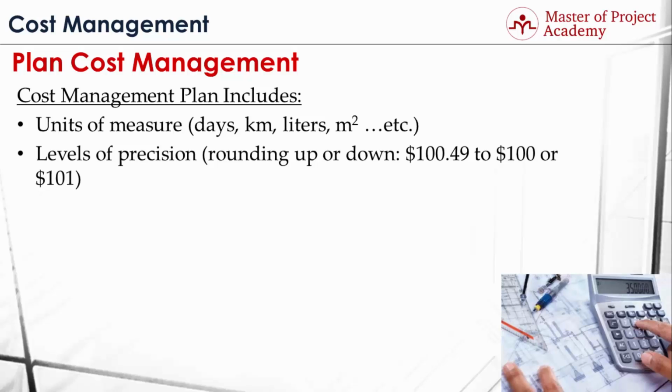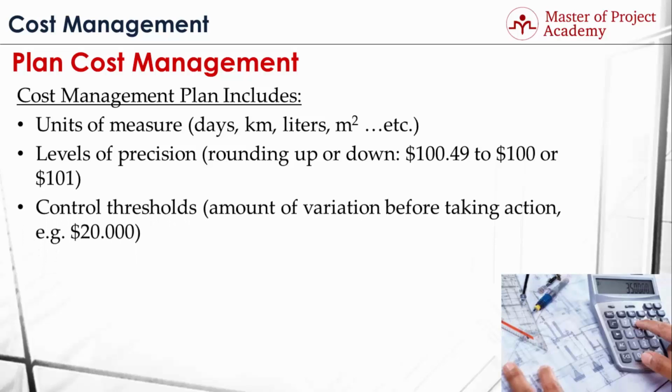Levels of precision must be included in cost management plan as well. For instance, what will be the number of decimal places during calculations? This might come to you a trivial point, but if you consider the mega projects, millions of materials are used, and the level of precision might cause significant variances in total.